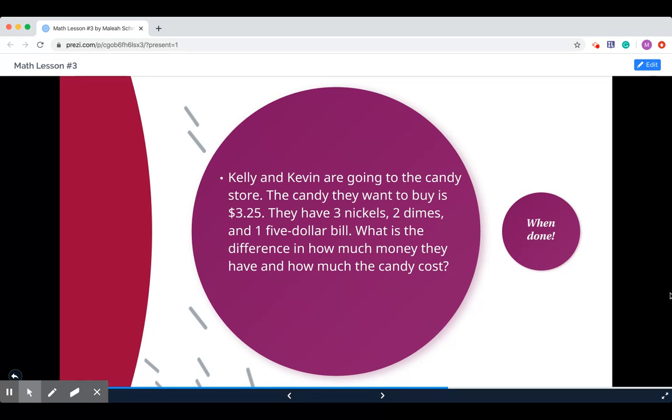So Kelly and Kevin are going to the candy store. The candy they want to buy is $3.25. They have 3 nickels, 2 dimes, and 1 $5 bill. What is the difference in how much money they have and how much the candy costs? Remember to look for that clue word.